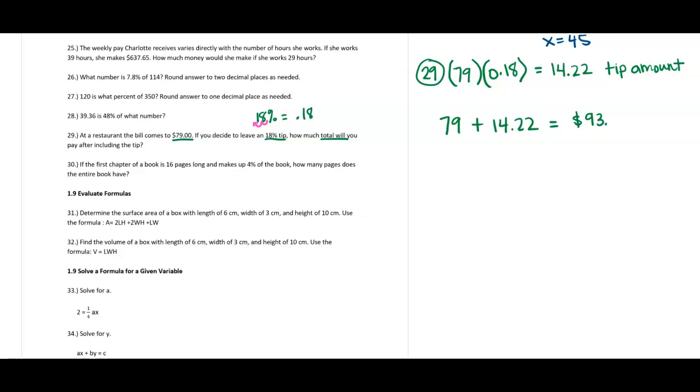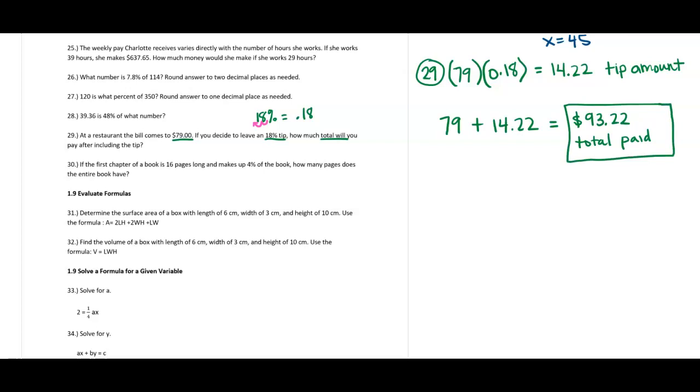Like $93.22, right? That's total paid, right? Including the tip. Right, so it's kind of a two-part thing.